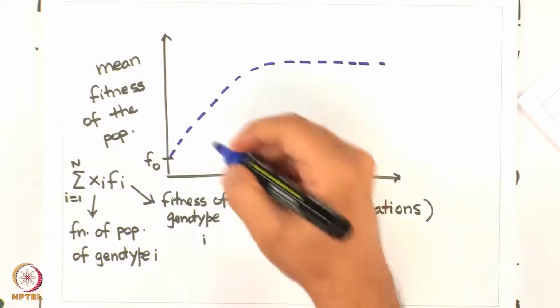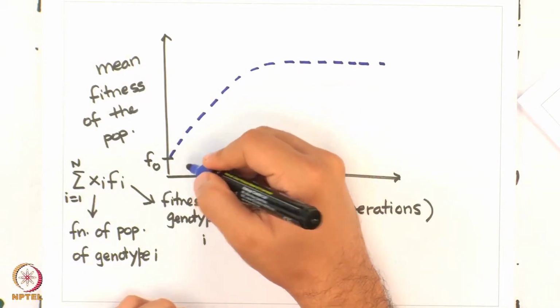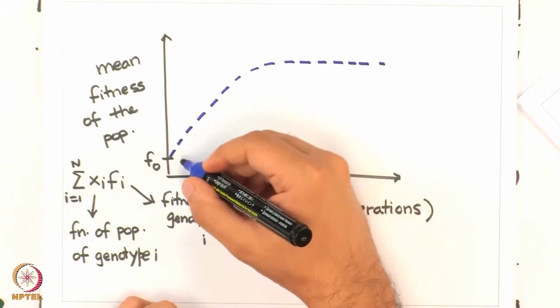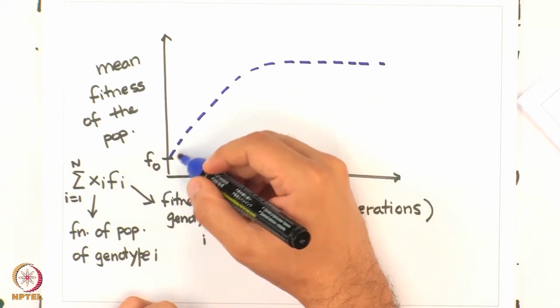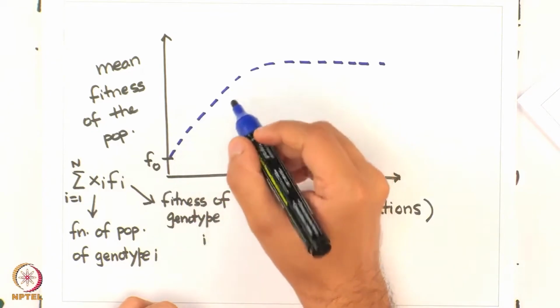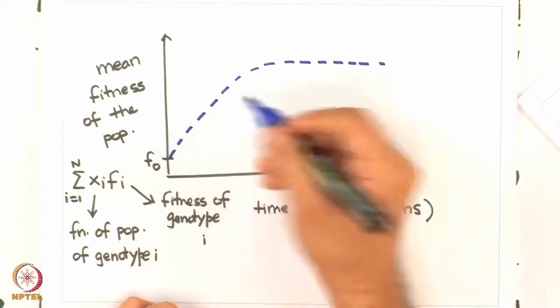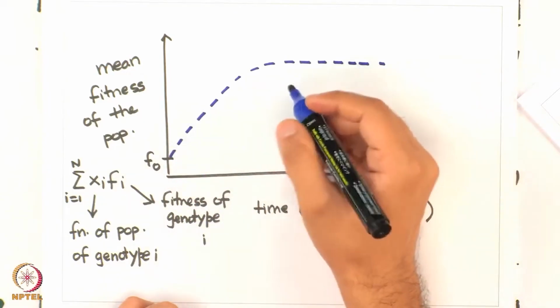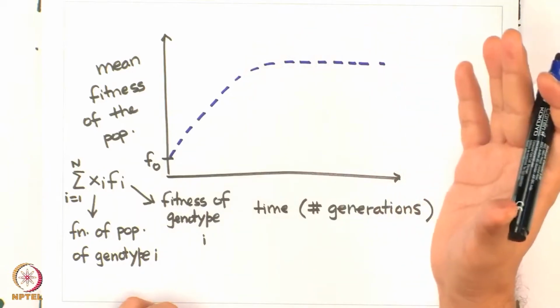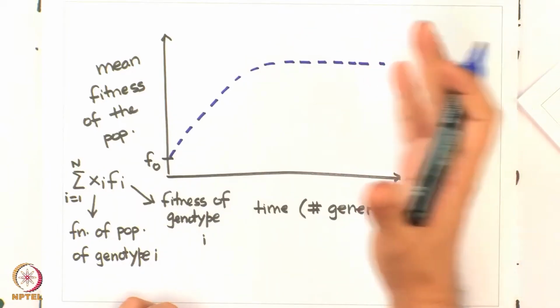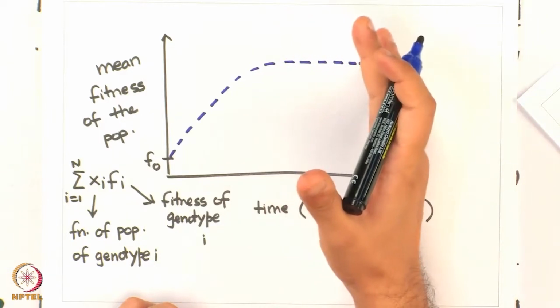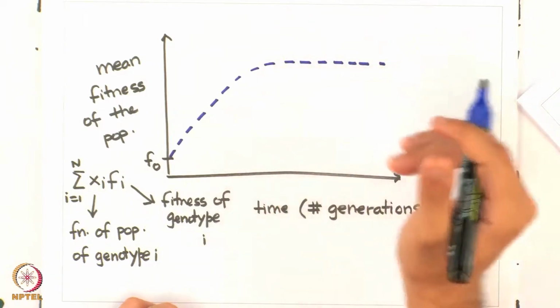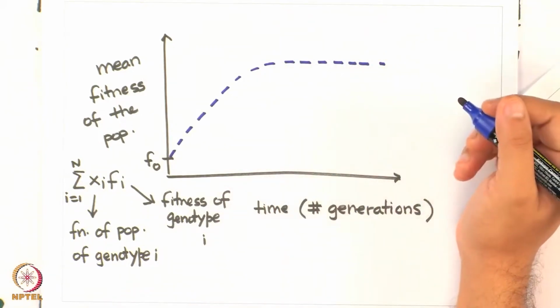What's going to happen is that initially you have a lot of beneficial mutations which are available to you. So, the individuals keep picking those beneficial mutations and the mean fitness keeps increasing with time. Eventually, however, you run out of beneficial mutations to be conferred to the population, and then the fitness can no longer increase and it plateaus with time.